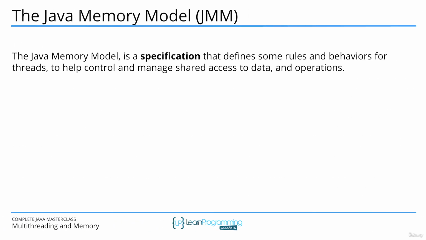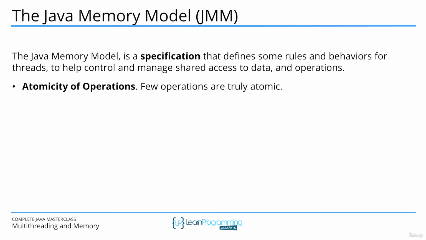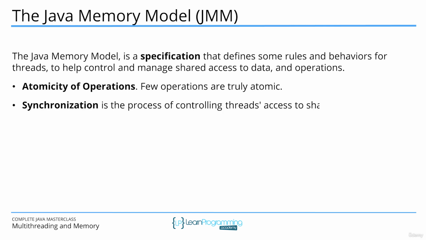The Java Memory Model, or JMM, is a specification that defines some rules and behaviours for threads to help control and manage shared access to data and operations. I'm not going to cover all of this specification, but I will touch on some important points and techniques to prevent problems. First, you have to understand the problems, two of which include the atomicity of operations. I've explained how few operations are truly atomic, and this leads to problems with shared objects because of time slicing. Synchronization is the process of controlling thread access to shared resources. There are multiple ways to do this, and we'll be getting into this in an upcoming video.